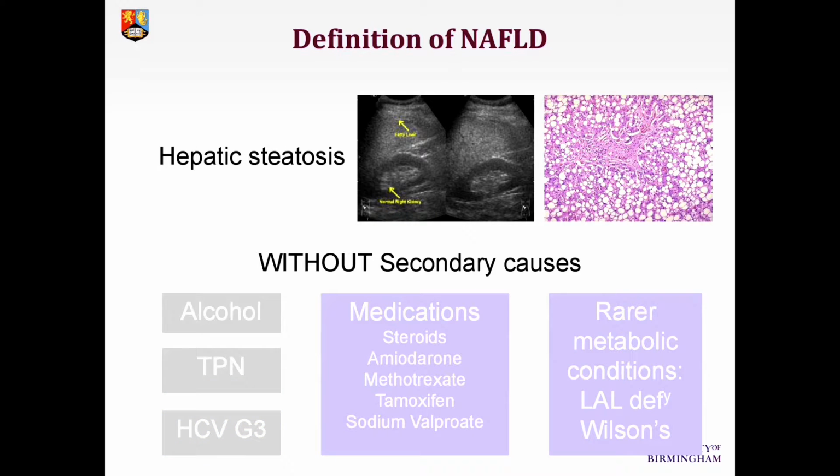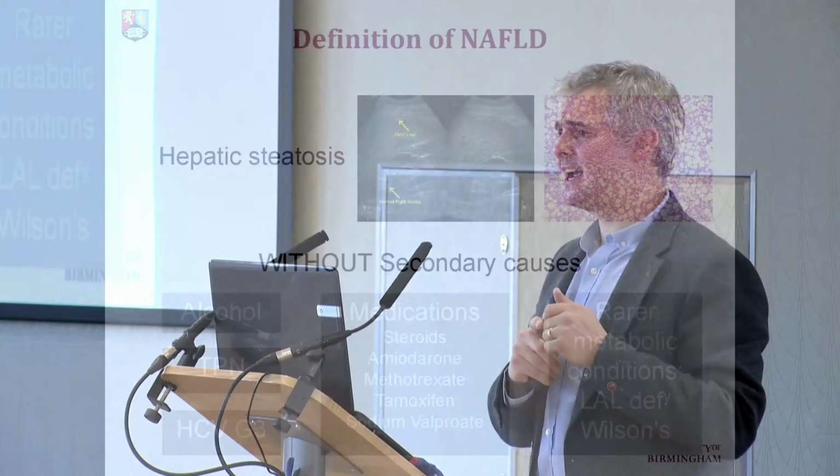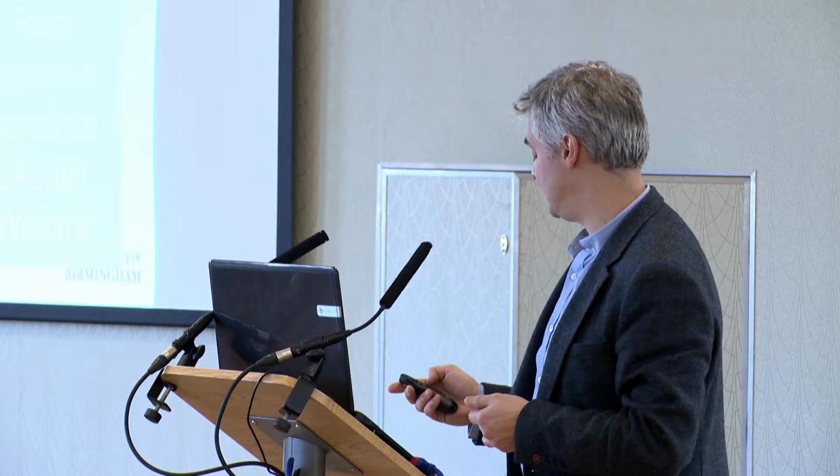And then there are these other rare diseases and drugs, okay? Things like methotrexate, which you'll see patients in rheumatoid clinics being put on for their arthritis, amiodarone, which you'll see in the coronary care, tamoxifen, which is still a very common drug, and sodium valproate as well, which is an anti-epileptic. So the list for drugs actually goes on and on and on. Loads of drugs cause fatty change, but these are the ones that we usually associate with it.